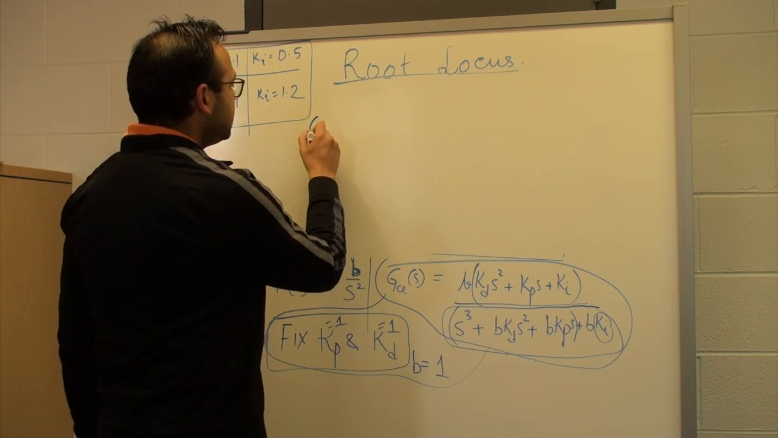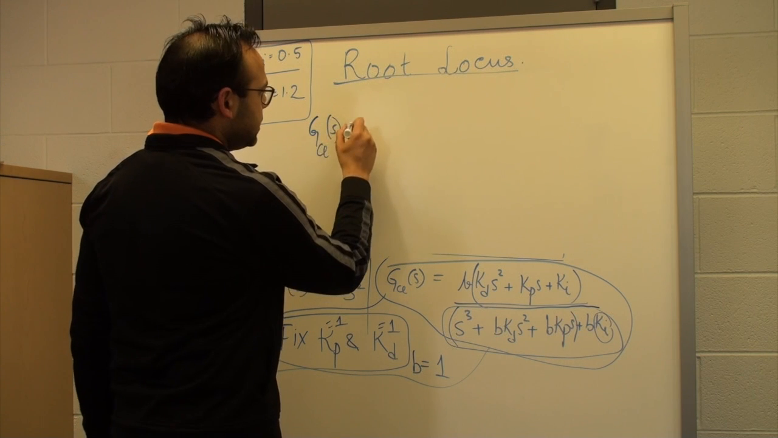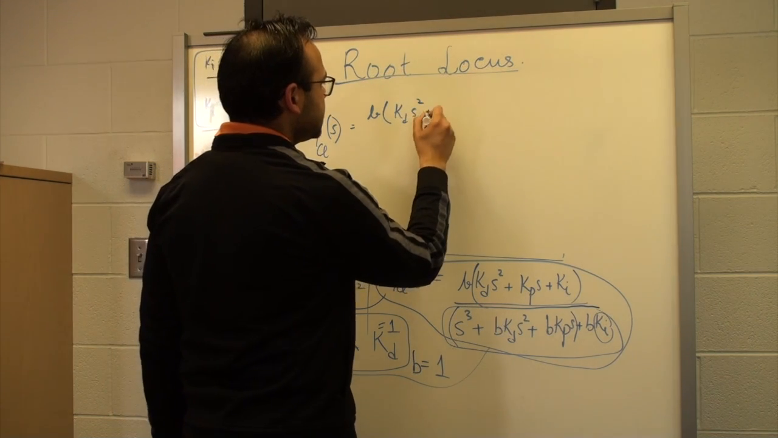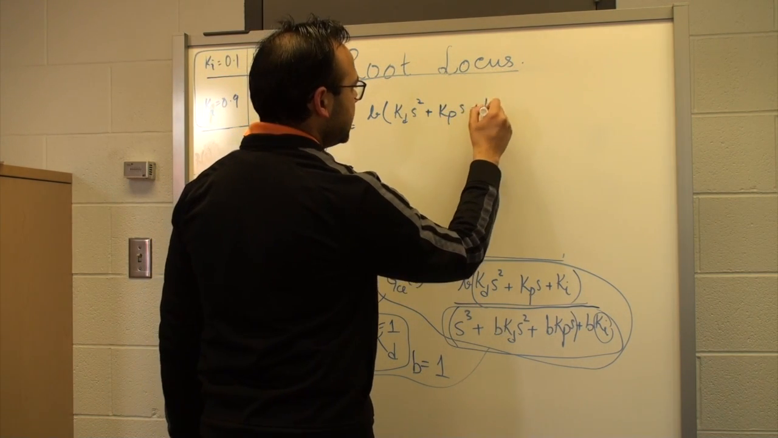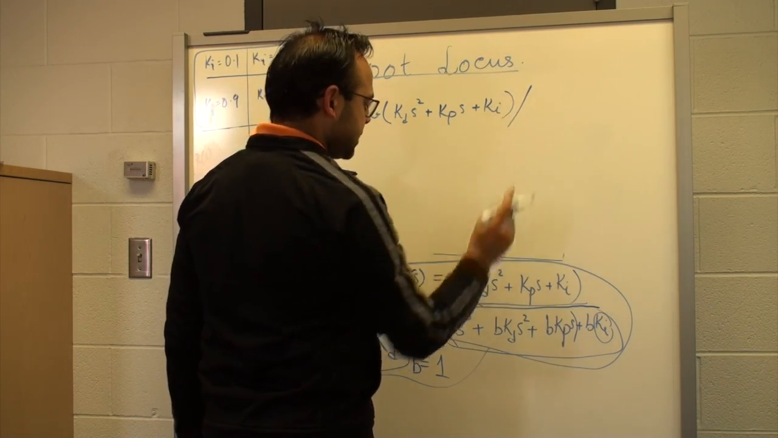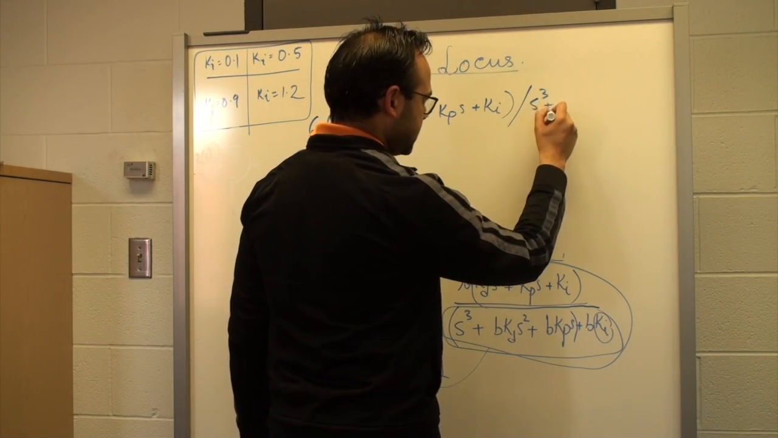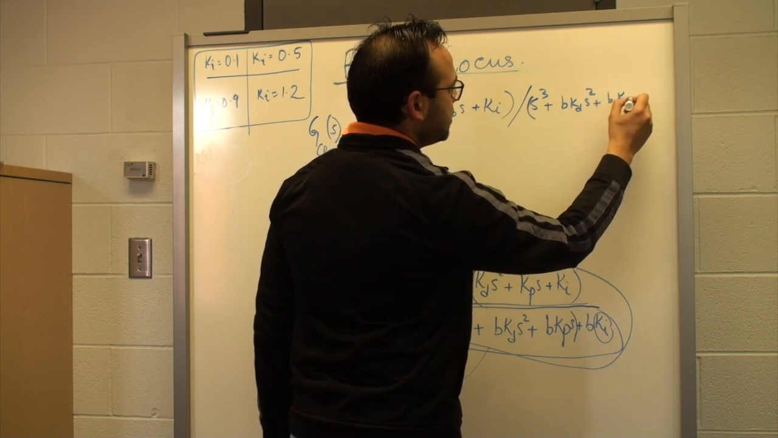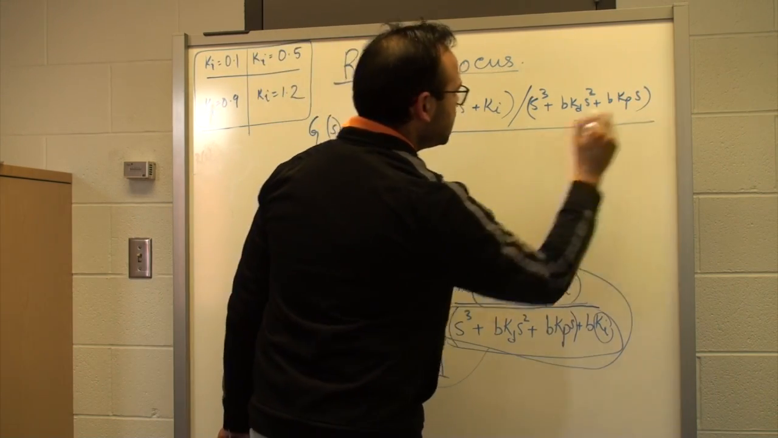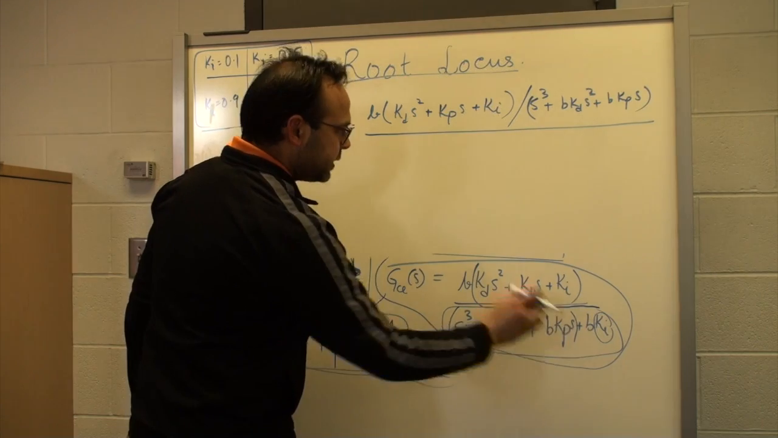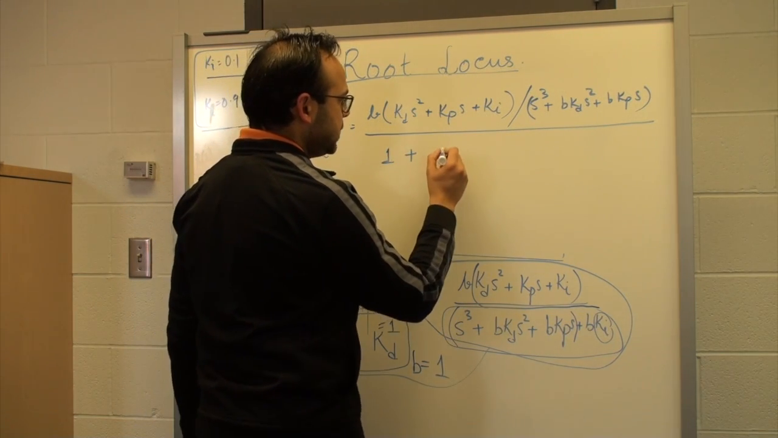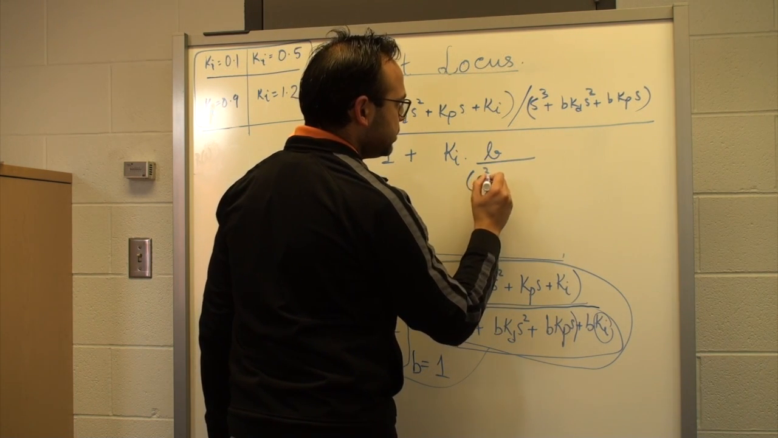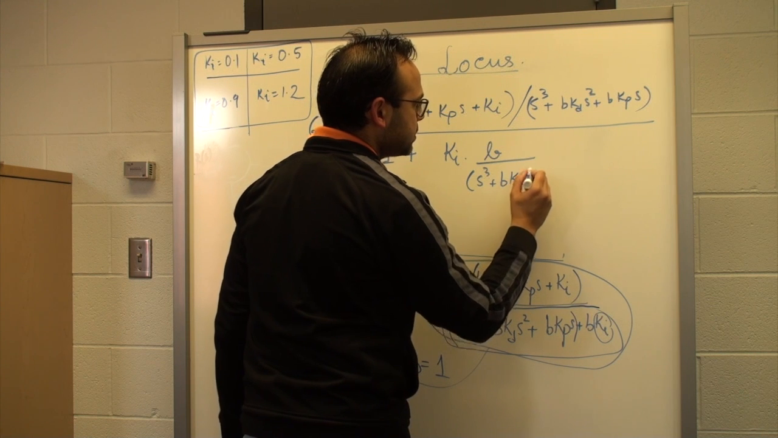Okay, so G_CL, nothing changes, I'm just rewriting this, is B(KD s^2 + KP s + KI). I'm going to divide this by this part, s^3 + KD s^2 + KP s. That's the numerator. So when I divide this part, you get 1 plus B KI over s^3 + B KD s^2.